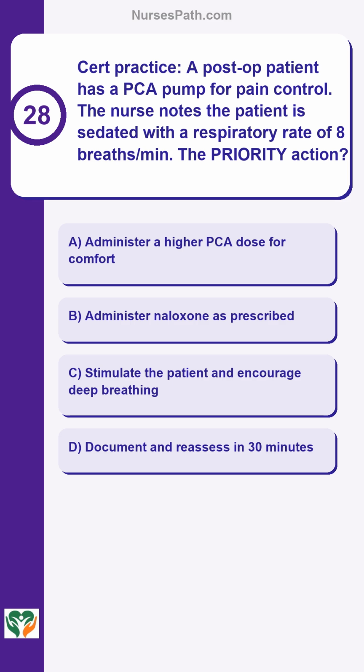Question 28. CERT practice. A post-op patient has a PCA pump for pain control. The nurse notes the patient is sedated with a respiratory rate of 8 breaths/min. The priority action? Administer a higher PCA dose for comfort. Administer naloxone as prescribed. Stimulate the patient and encourage deep breathing. Document and reassess in 30 minutes.